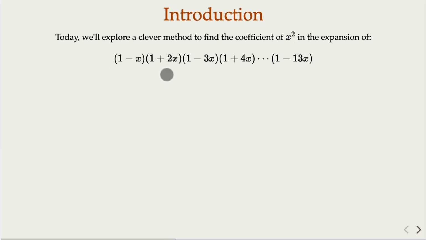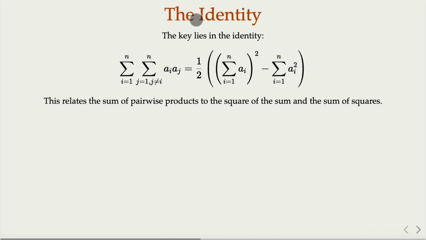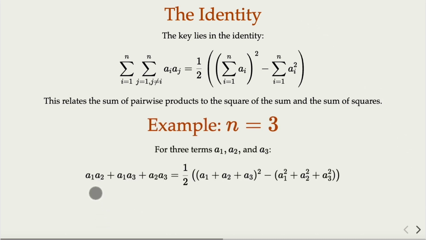For this x squared term, we need to do the pairwise sum. But for the pairwise sum, there's a useful identity, and that's actually common in some competitive math. Here is the useful identity. That is, for n numbers, the sum of pairwise products is equal to half of the square of the sum minus the sum of squares. You have probably seen the identity for the case where n equals 3. So here the pairwise sum equals half of the square of the sum minus the sum of squares.